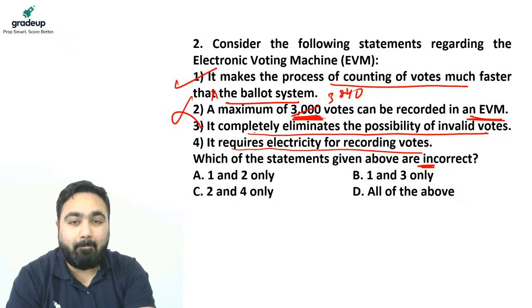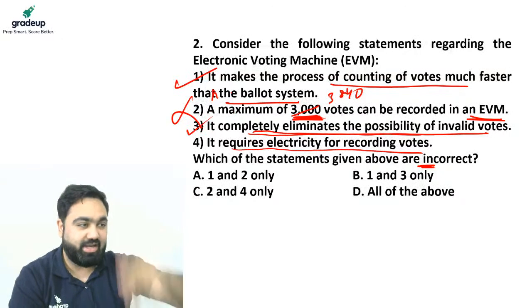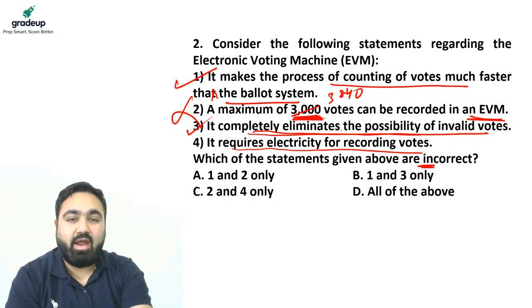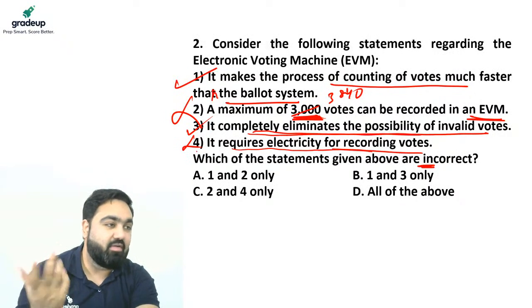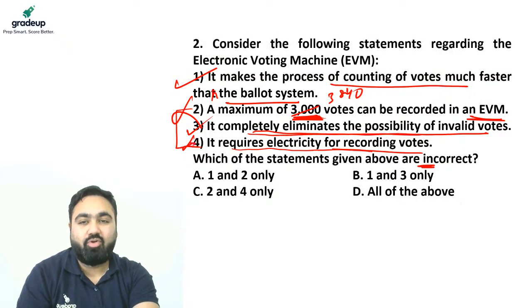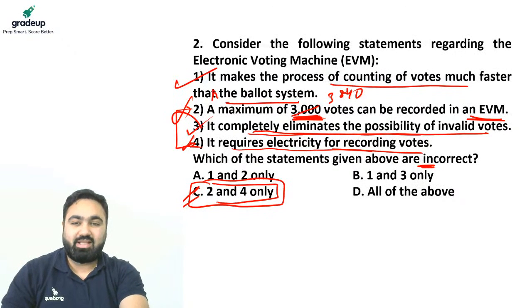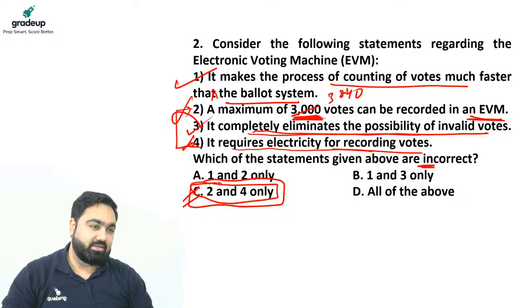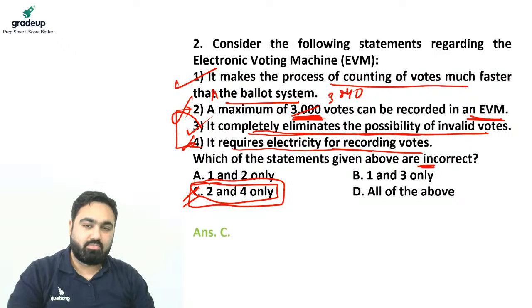Third, it completely eliminates the possibility of invalid votes, right? You can only tick, you cannot do anything else. Then, it requires electricity. No, it does not require any electricity. That is how it works in the rural areas also. Even if you don't have electricity, it will work. So the correct answer here is that 2 and 4 are incorrect. So C is the correct option. Those who said C, good job.